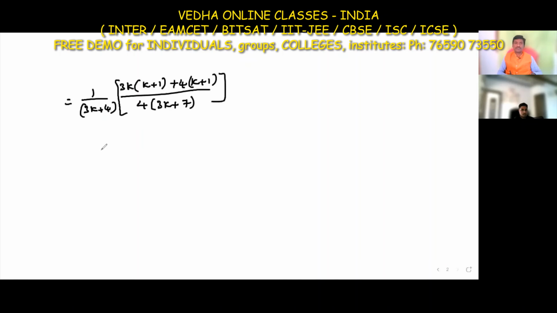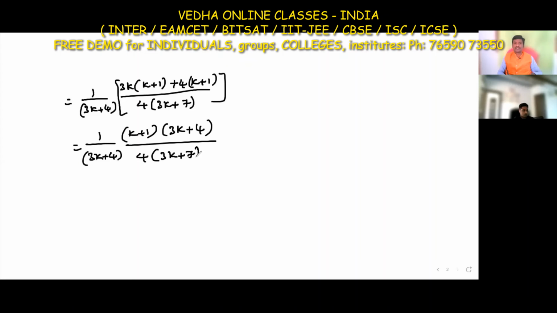Now in this, 1 divided by 3k plus 4 as it is I am writing here. Take k plus 1 common. If you take k plus 1 common, then we get 3k plus 4 whole divided by 4 into 3k plus 7. Now 3k plus 4, 3k plus 4 common. So finally we are getting k plus 1 divided by 4 into 3 into, 7 we can write as 3 plus 4.